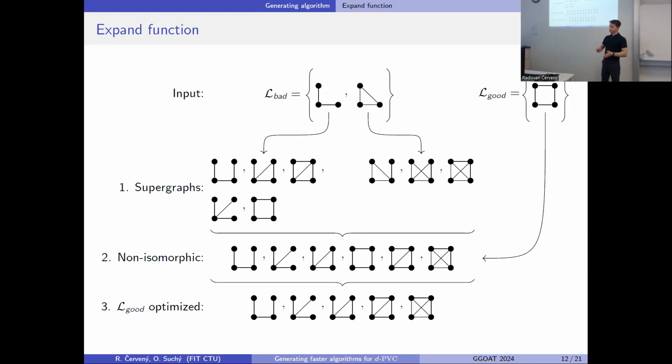By doing this, we allow ourselves to look at larger graphs and potentially have a better branching for this graph.